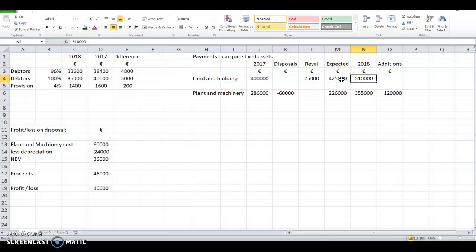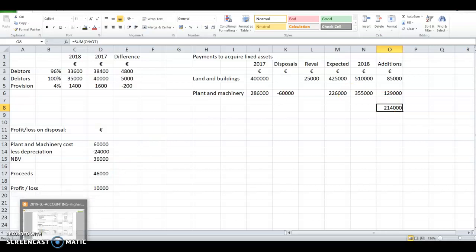But what are the actual assets? 510 according to the accounts. So 510, take away the 425 is 85,000. If you add the 85 and the 129, that's your 214,000 payments to acquire fixed assets. All right. So I think about it like that. Look at any disposals and revaluations that you know about. What effect would you expect those to have? Then what are the actual numbers, and the difference between those will be the additions you made. So 214,000 in this case.